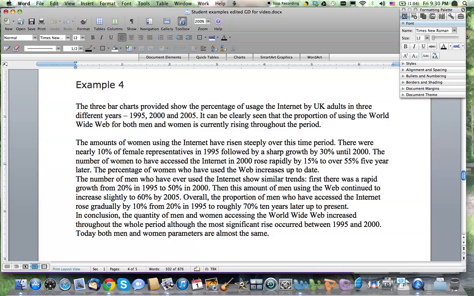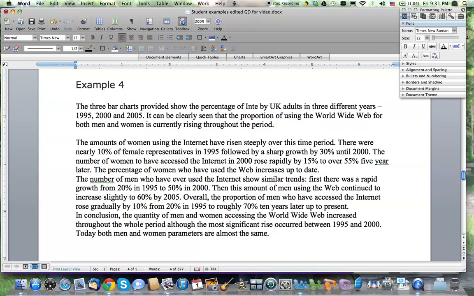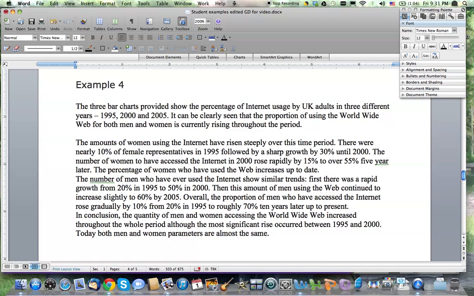Let's add an "of" here. Actually, it'd be better to do it this way. Percentage of internet usage by UK adults in 3 different years. Actually, that's not quite right because it also includes the present. So we need to add something.